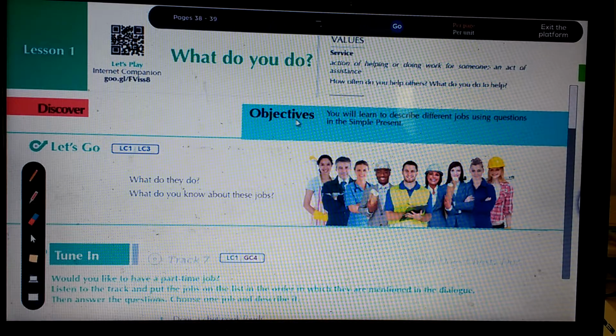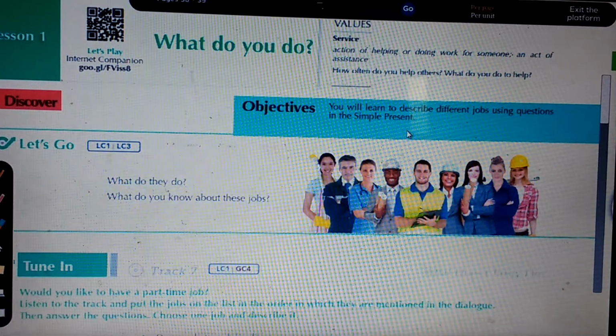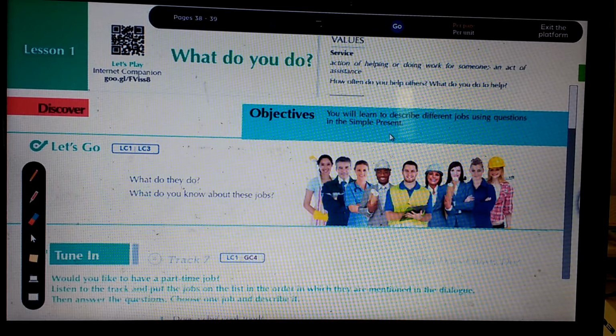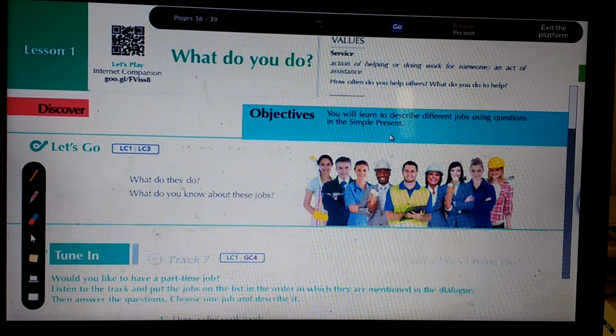Then we have the objective. You will learn to describe different jobs using questions in the simple present. So this is something important, simple present. Remember that when we make questions in simple present, we use the auxiliary verb do, and does for the third person singular, and also we invert the subject with the auxiliary verb.